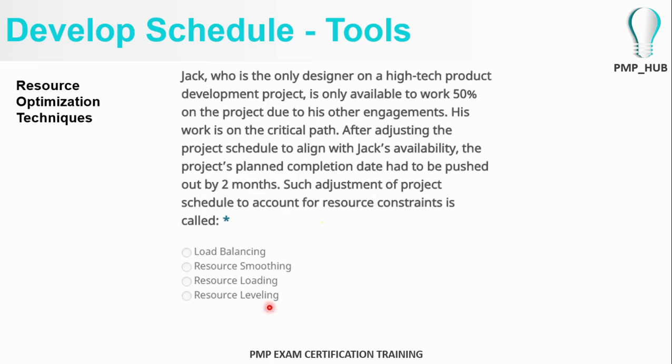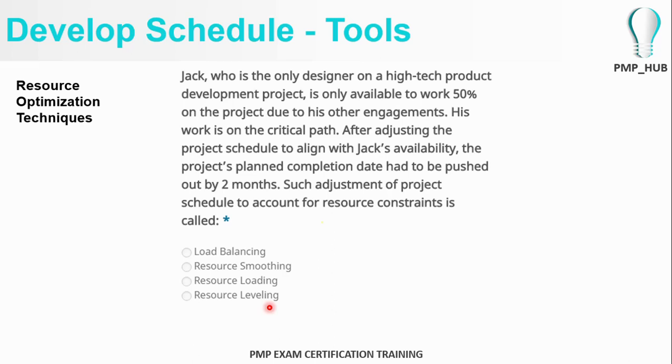Let's take another example. Jack, who is the only designer in a high-tech product development project, is only able to work 50% on the project due to his other engagements. His work is on the critical path. After adjusting the project schedule to align with Jack's availability, the project's planned completion date has to be pushed out by 2 months. Such adjustment of project schedule.